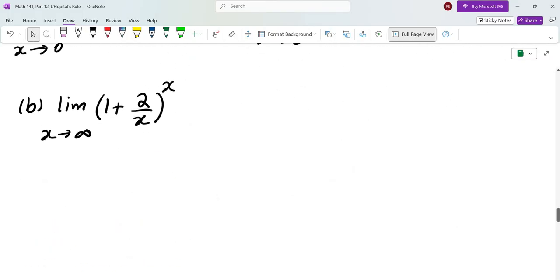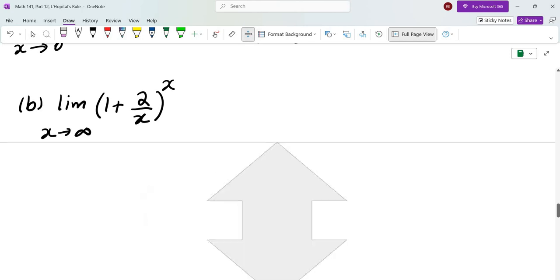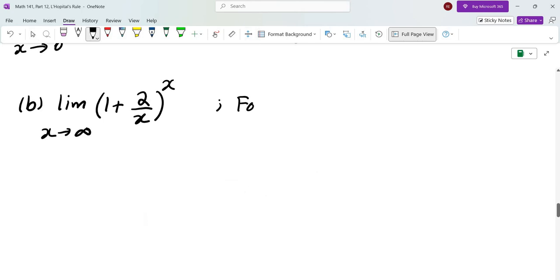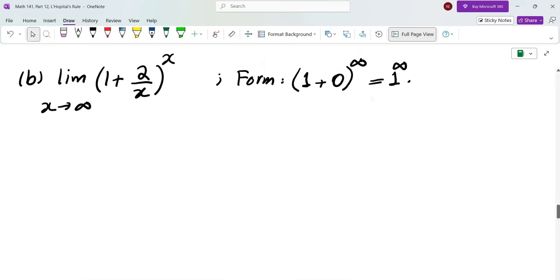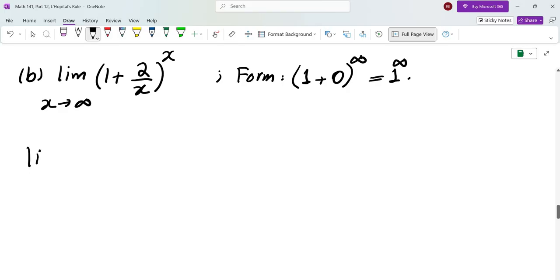Okay, so let's see what happens. If we plug in infinity, let's see what the form is. Well, the base is 1 plus 0, and the exponent is infinity. So that's 1 to the infinity. Because again, it's one of the exponential indeterminate forms, we'll have to take natural log and then apply L'Hopital's rule. So we'll take the natural log.